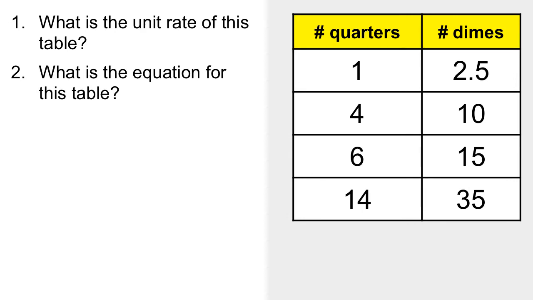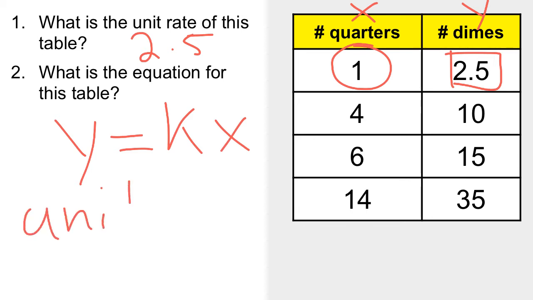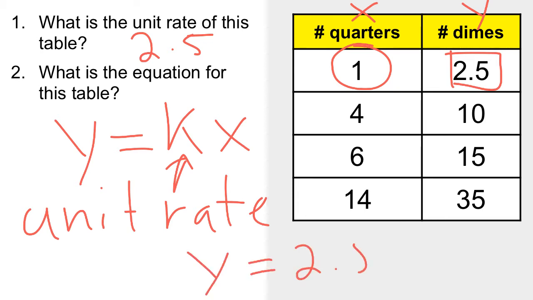So let's look at this table here. We have quarters connected to dimes. What is the unit rate of this table? Well, if I go to where quarters are 1, and remember this is the x column and this is the y column, where x is 1, y is 2.5, so the unit rate is 2.5. And what is the equation? Well, it's y equals kx, and we know that the unit rate is k. So therefore, the equation would be y equals 2.5x.